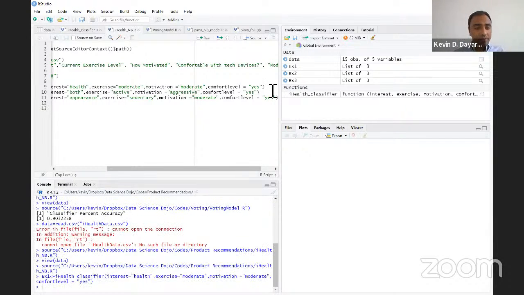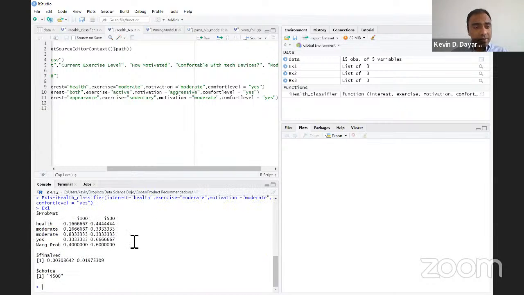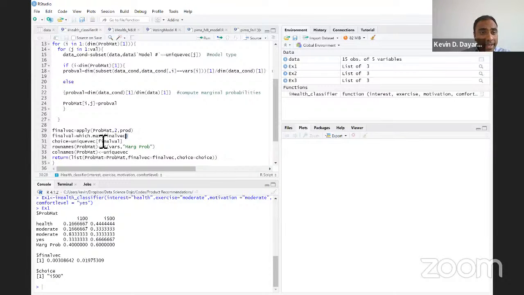I can run that right here. And as I run that, you can see the probabilities associated with the I-100 and the I-500. The final vector is the choices of the two probabilities. And then this line right here in my code, which.max, finds the maximum value from this vector and then finds the associated device, which is I-500, which is what we found in the slides.